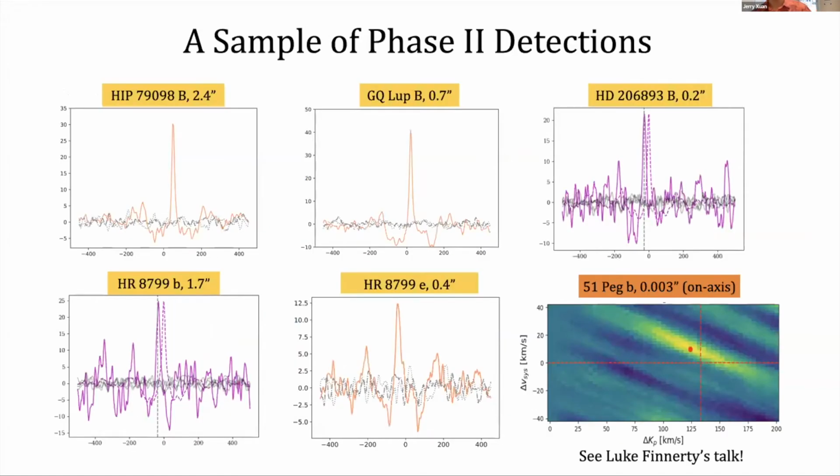So with our increased throughput, here I'm showing a small sample of phase 2 detections, where we're targeting these high contrast brown dwarfs and planets. As you can see, the off-axis companions range from about 0.2 arcseconds to 2.4 arcseconds. And we also have a slew of on-axis science that's being led by Luke at UCLA that's targeting hot Jupiters. So please stay tuned for his talk coming up in a few minutes to hear about that.